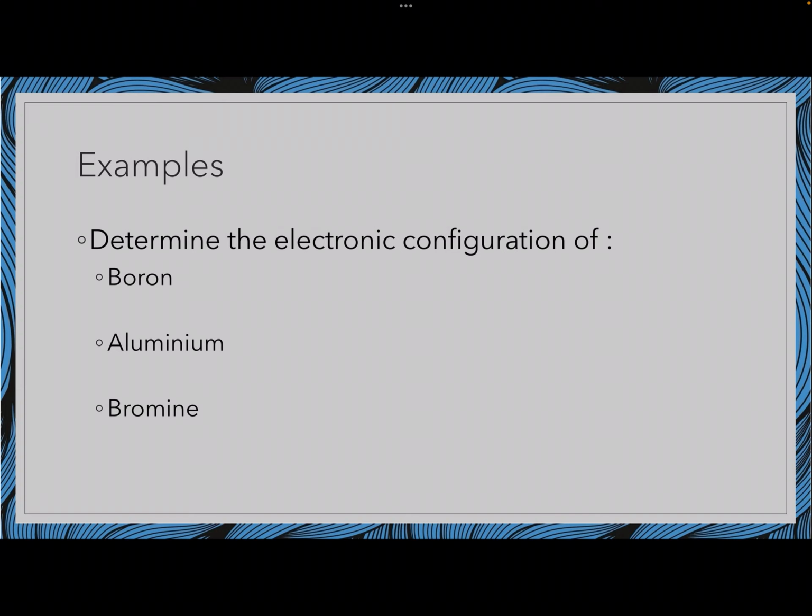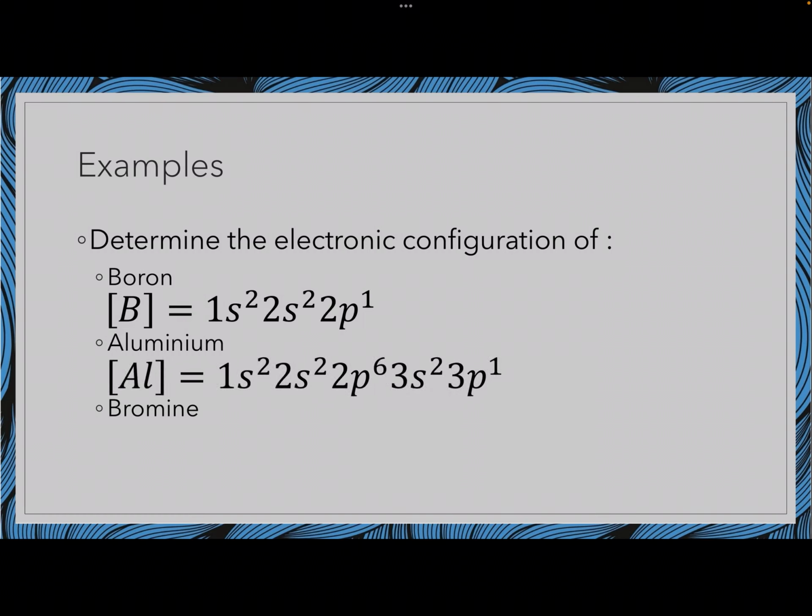Okay, so the answers. So for boron, hopefully you got 1s2, 2s2, 2p1. So boron is atomic number 5, so it should have 5 electrons. Nice and easy to fill just through the 1s, 2s, 2p orbitals. Next is aluminium. So aluminium has an atomic number of 13. So all of them should add up to 13. So follows that pattern there.